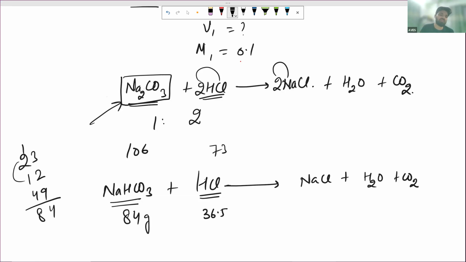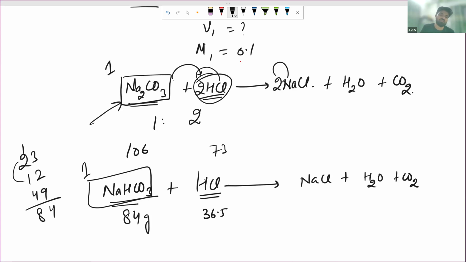Because there is one mole of each: if 1 mole of this one is present and 1 mole of this one is present, for this to react completely we require 2 moles, and for this we require 1 mole. So the combining ratio means that for reacting 1 mole of this one completely and 1 mole of this one, we require 3 moles of HCl. Are you getting my point?